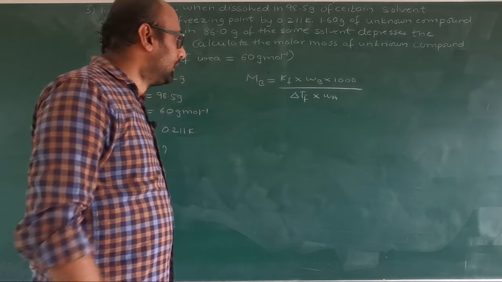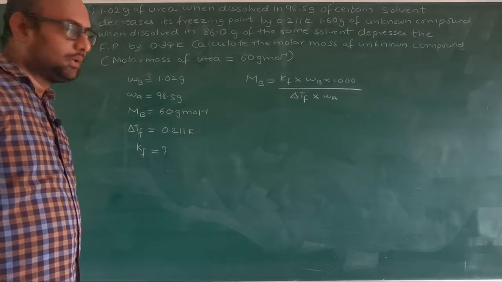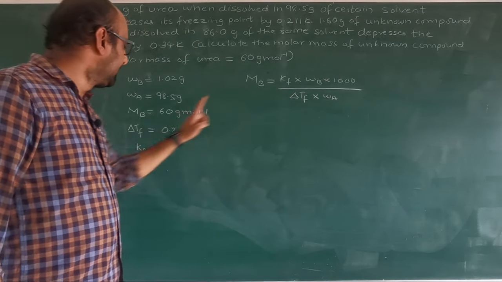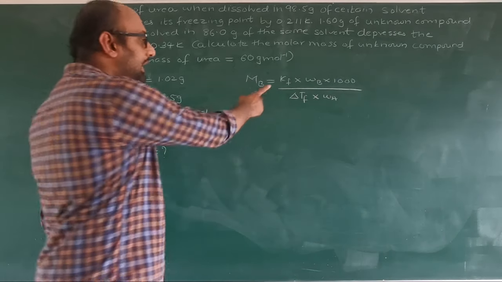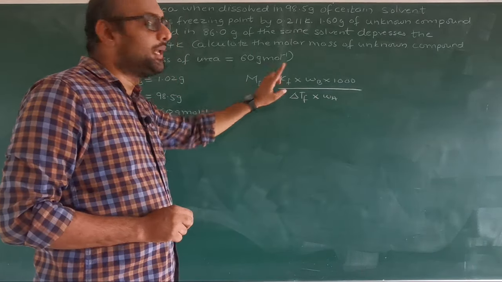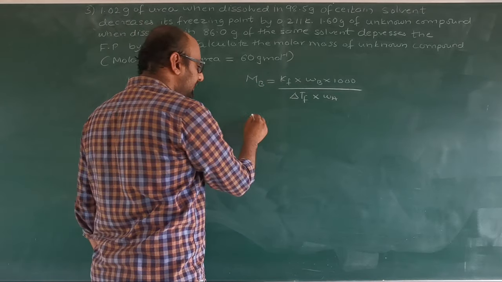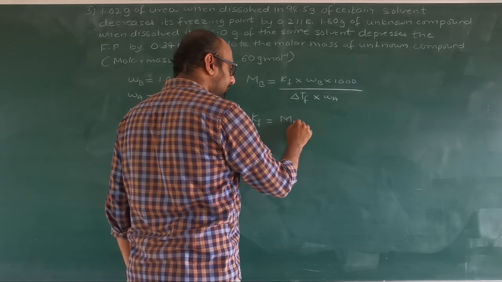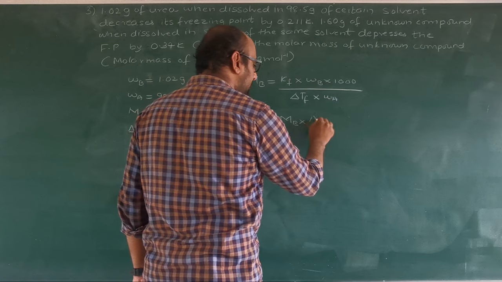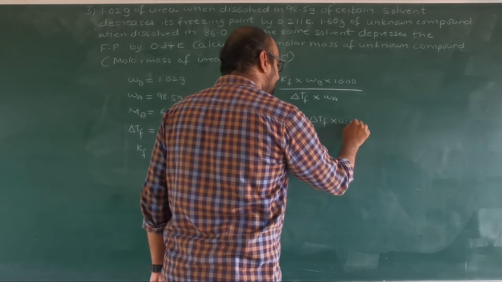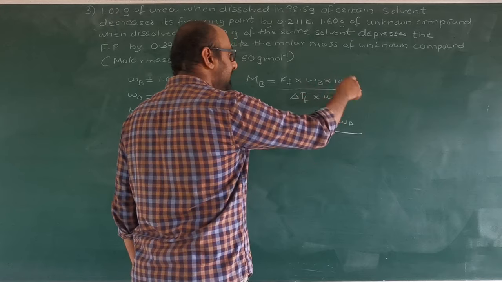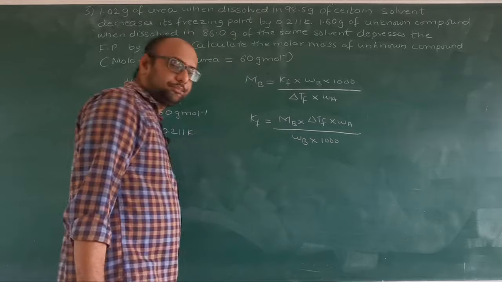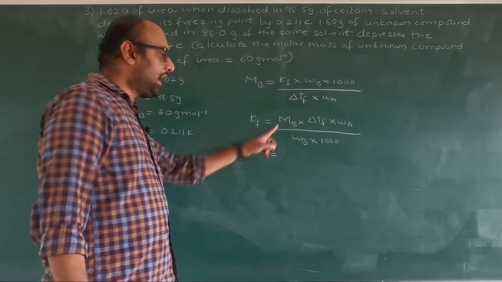Now for this solution, the value of MB is known, the values of WB and WA are known, the value of delta TF is known. What is not given? KF is not given. So let us calculate the value of KF. If you rearrange this equation, KF will be equal to MB, this will come above, so delta TF into WA divided by, these things will come below, so WB into 1000.